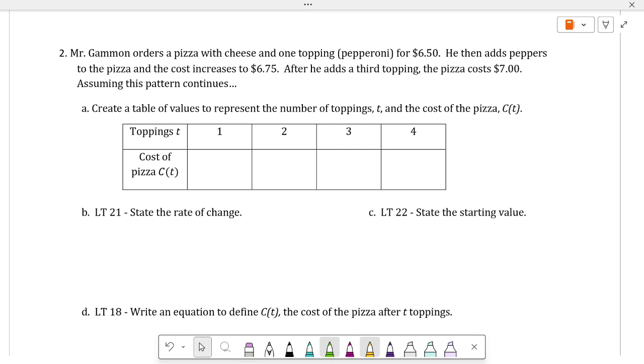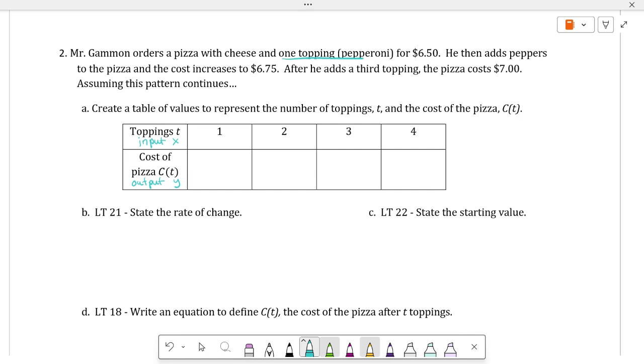Assuming that this pattern continues, Part A, create a table of values to represent the number of toppings T and the cost of the pizza C of T. So our toppings is our input, like our X, and our cost of the pizza is the output, like our Y values. Okay. So we're going to just read it.